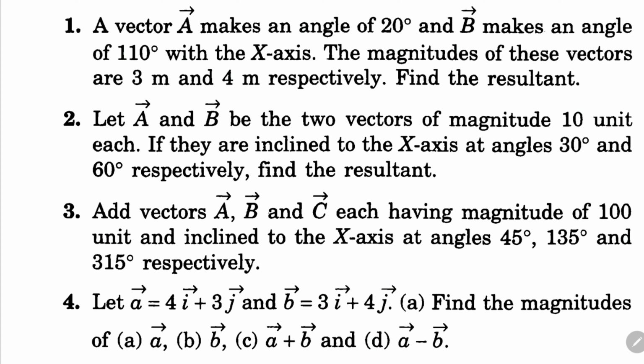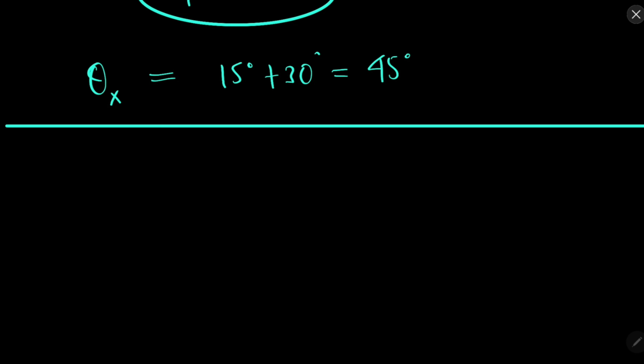Now in question number 3 we have 3 vectors. We have to add these 3 vectors A, B and C. Their magnitude is 100. All 3 have the magnitude 100 and they are inclined at different angles with the x-axis. So let's try to solve this question. Solution for question number 3.